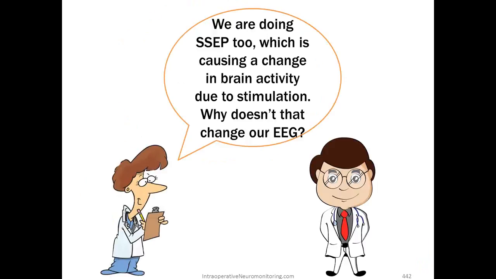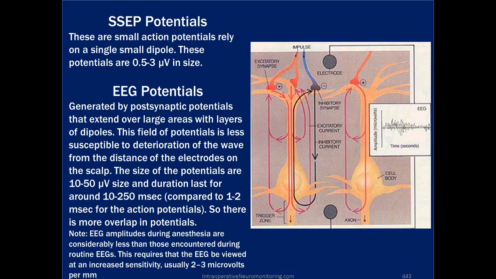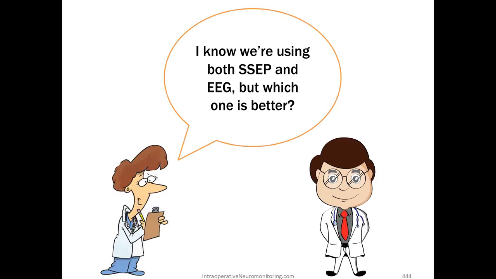We're doing SSEPs too on this case, which is causing a change in brain activity due to stimulation. Why doesn't this change our EEGs? We already saw this picture here, but it has to do with the fact that it's less time and smaller amplitudes than what we record on our EEG, so therefore it's unaffected.